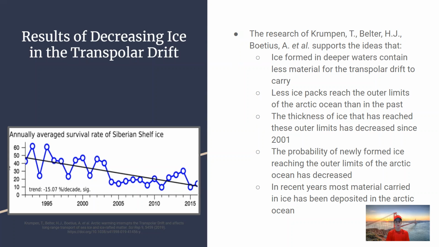And so they also found that the probability of newly formed ice reaching the outer limits of the Arctic Ocean has decreased, as the graph shows. And in most recent years, material carried in ice has been deposited back into the Arctic Ocean, like I said.